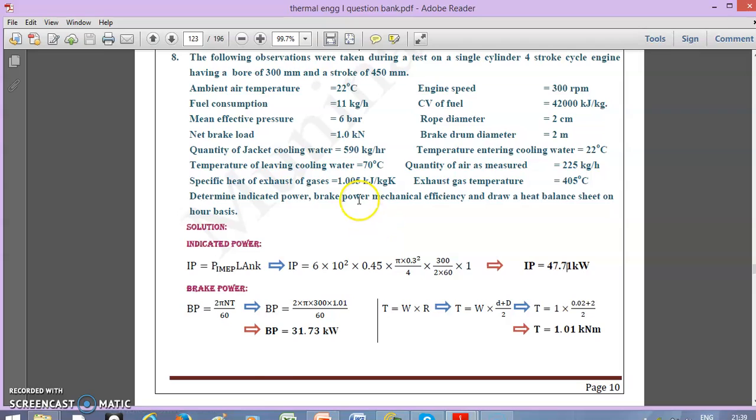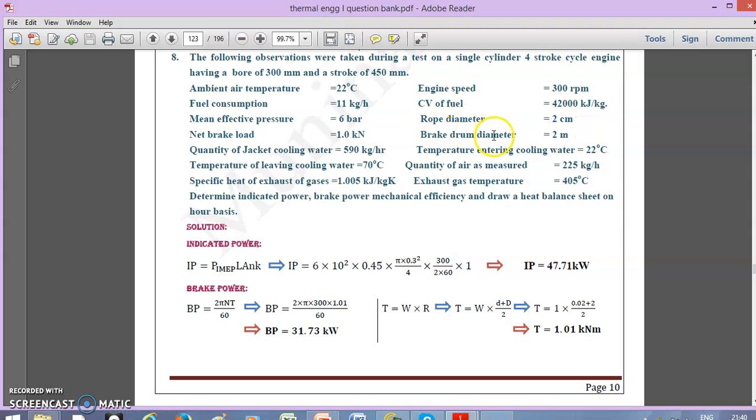And next one is brake power. The formula for brake power is 2 pi NT by 60. Speed is given as 300, and torque is not directly given, so we have to calculate torque. The formula for torque is W into R, the effective radius. We call that effective radius, which can be calculated by small d, the diameter of the rope, and capital D, the diameter of the brake drum.